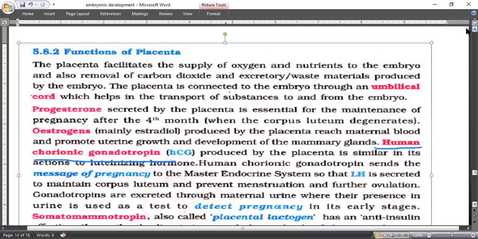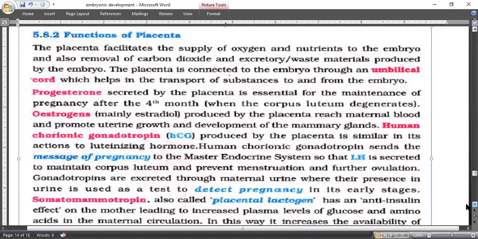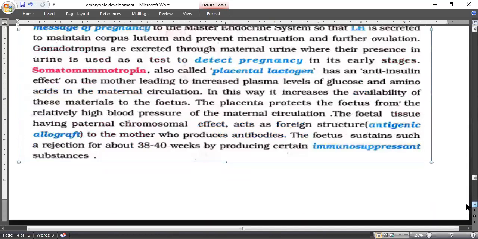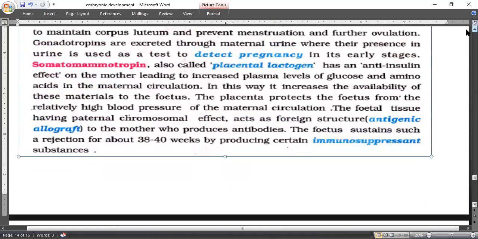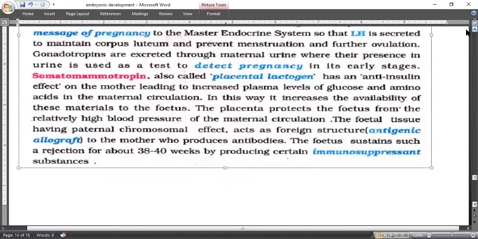Importance of human chorionic gonadotropin hormone: how do we recognize it? We'll discuss that in ELISA. They have a test called ELISA. People immediately say ELISA means AIDS, but ELISA is a very frequent test for pregnancy. Simply by identifying the chorionic gonadotropin hormone, we can confirm the pregnancy. Gonadotropins are excreted through maternal urine, where their presence is used as a test to detect pregnancy in its early stages. Next, some more are there.